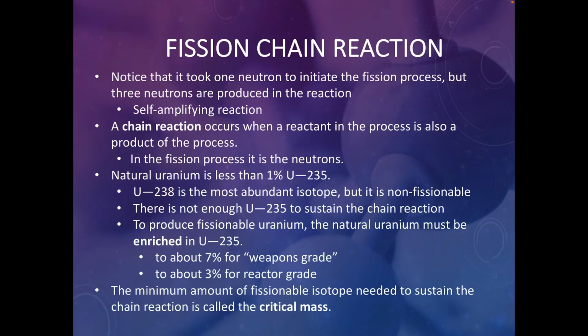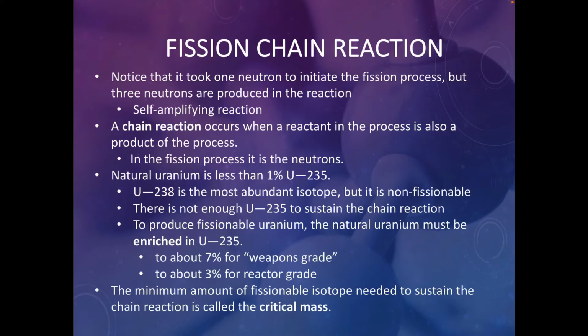Okay, but if we had some natural uranium, it's less than 1% uranium-235. Most of it is uranium-238, but it's not fissionable. It doesn't break into these products like uranium-235 does. So if we just had natural uranium and we hit it with a neutron, the likelihood that we're going to hit one of those uranium-235s is pretty low, right? 1%. And then those 3 neutrons would have to go and find 3 other uranium-235s that are nearby. So there's not enough uranium-235 in natural uranium to sustain the chain reaction to make it really useful.